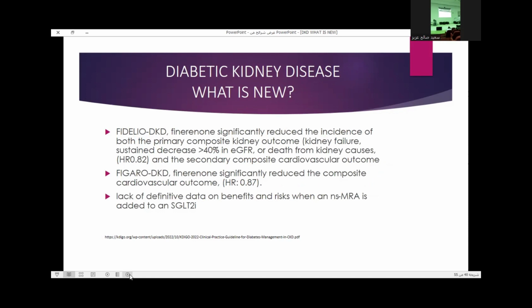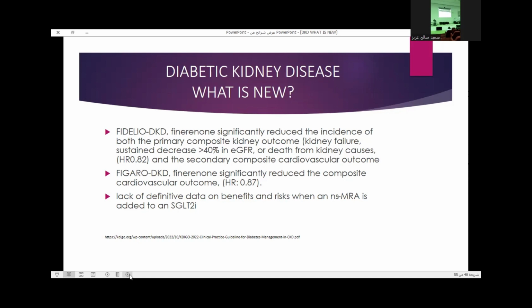So for the FIDELIO study, they showed that finerenone was associated with a reduced incidence of the primary kidney outcome, such as kidney failure, a sustained decrease of more than 40% in GFR, or death from kidney disease, and also a benefit for the secondary cardiac outcome. FIGARO was focusing on reducing the cardiovascular risk, and it was significant, with a hazard ratio of 0.87.